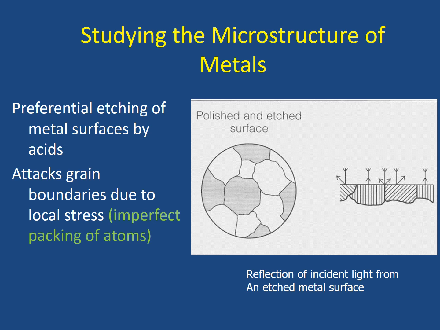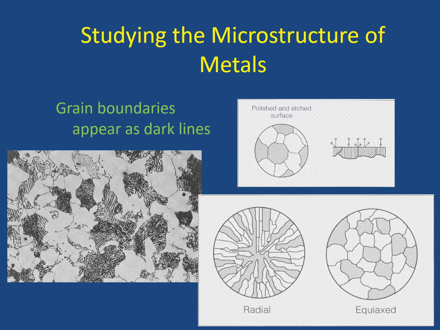These areas tend to be under high local stress, such as at the grain boundaries, where there is imperfect packing of the atoms. In effect, a groove is produced that will scatter the incident light and therefore show up as a dark line. Equiaxed is where all the grains are roughly the same size and shape. An example is hypoeutectoid stainless steel.